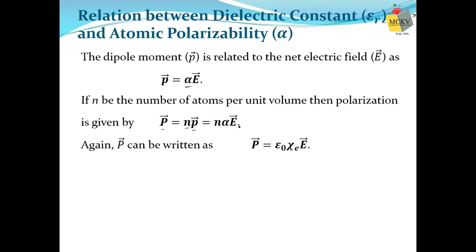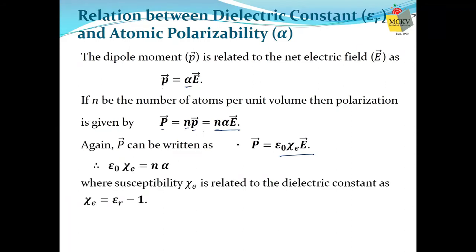So this is the relation we can write between P and E. But from our previous slide, we have already written P in terms of the electric field and susceptibility, like this. So the polarization vector can be represented in these two ways. We can compare them. If I compare them, we observe that n alpha equals epsilon naught chi E. Epsilon naught chi E equals n alpha. That we can say.